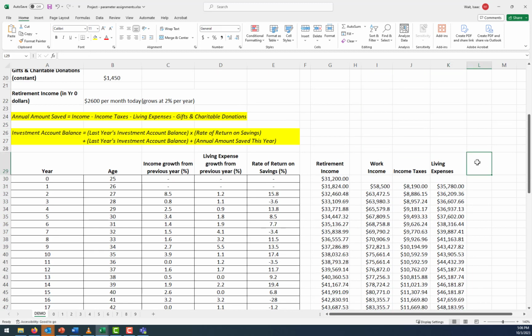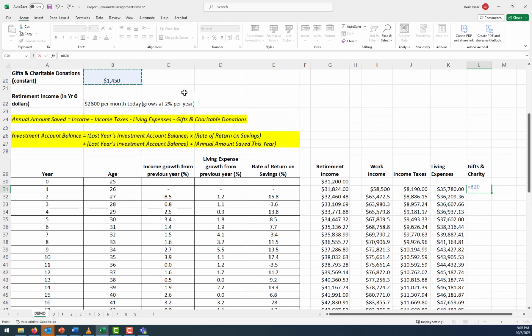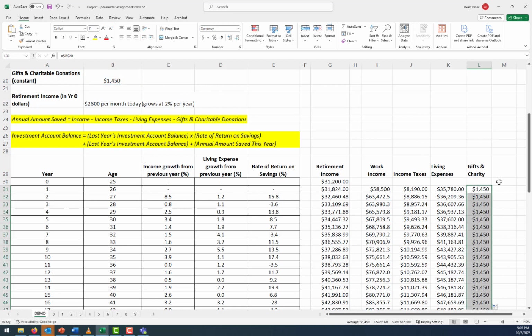All right, so we've got a column of living expenses. Now, gifts and charity. That's a constant. For purposes of our analysis, we're going to assume that this person always donates the same amount, and it is this $1,450. And I'm anchoring it with the dollar sign so that I can just drag that down through time and it stays the same. All right, so now, how much is saved this year? Amount saved this year. So the amount you saved this year is your income minus your expenses.